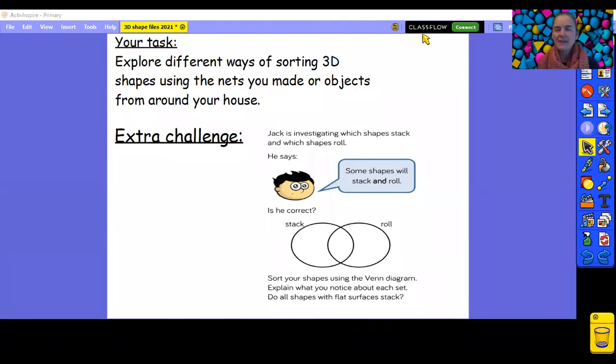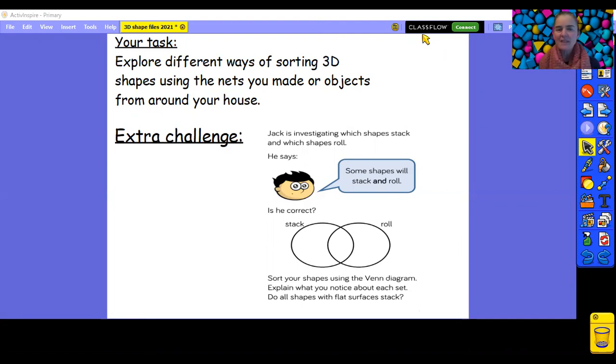So your independent task for today, children, is to explore different ways of sorting 3D shapes, either using the shapes that you have made or some objects around your house which are 3D shapes. Think about what criteria you will use to sort them using faces, edges, and vertices. Write down the different criteria that you're going to use and then sort the shapes and take a photograph of how you have sorted them and send it to us at the Year 2 email.